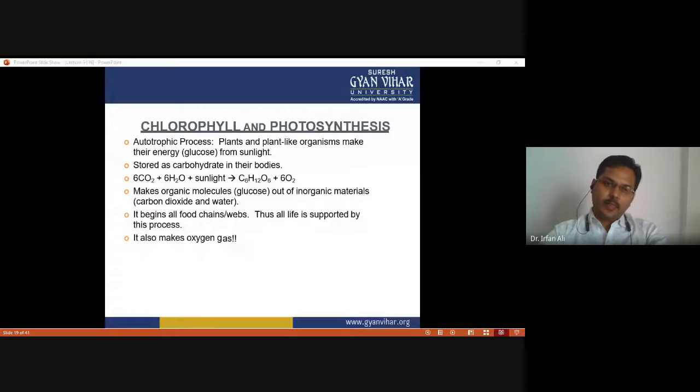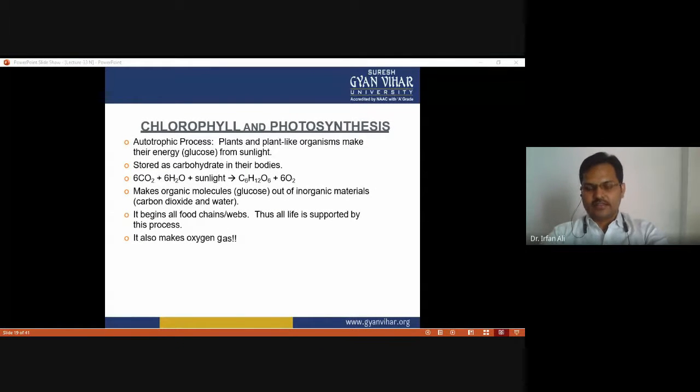So chlorophyll and photosynthesis are both correlated processes. Autotrophic nutrition is due to the chlorophyll found in the plant. If there is no chlorophyll, the plant is not able to absorb light and cannot form its own food. That's why, due to the presence of chlorophyll, plants are autotrophic. Plants and plant-like organisms make their energy from sunlight and store it as carbohydrate in their bodies.